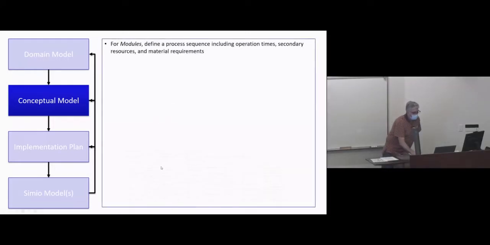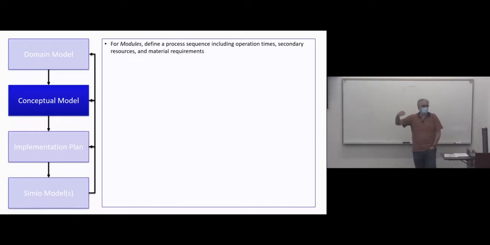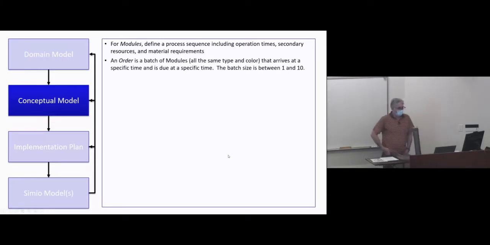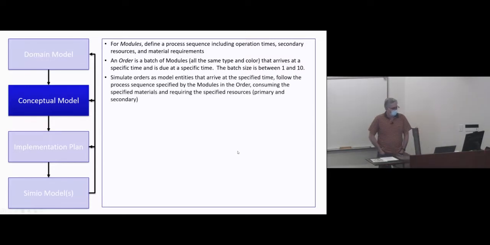Okay, so then we start going, still in the conceptual modeling stage, to let's add some, again, language-independent details. Modules define a process sequence, including operation time, secondary resources, and material requirements. An order is a batch of modules, all the same type and color. It arrives at a specific time and has a specific batch size.